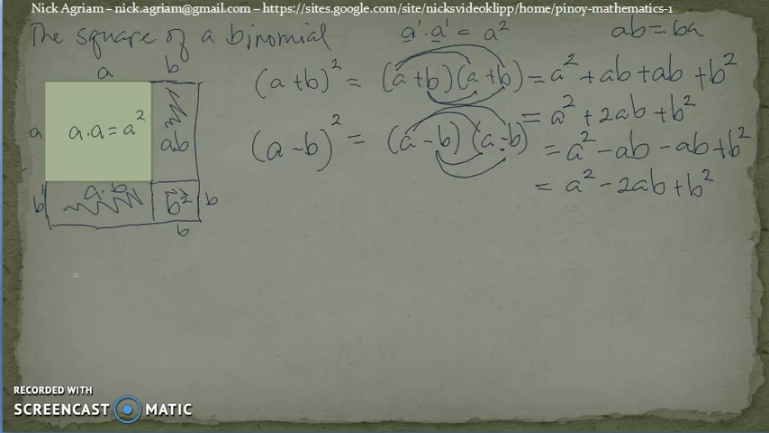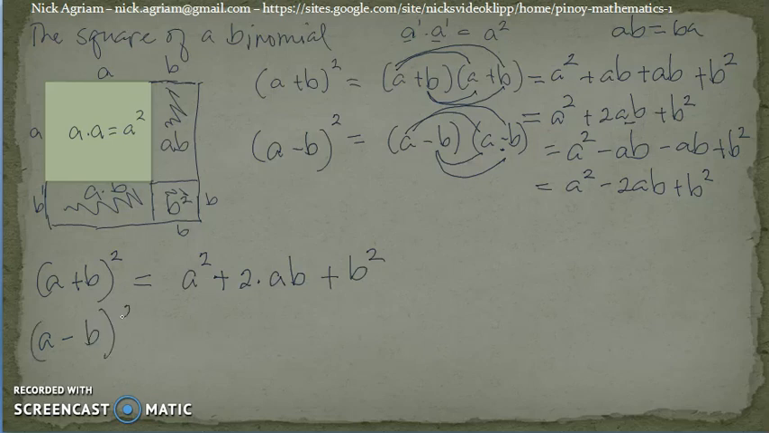So, to sum it up, we have A plus B squared, square of a binomial, and we have A squared plus 2 multiplied by the product of the first term and the last term, plus B squared for the square of the last term. And if we have A minus B squared, it is also the same. The only difference is the negative 2AB, plus B squared.